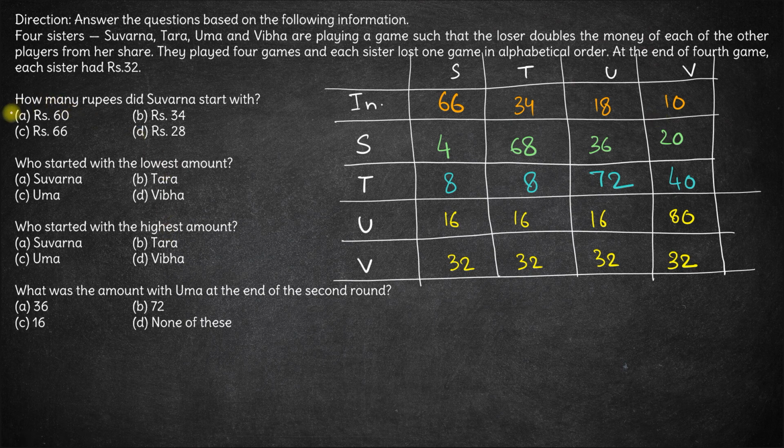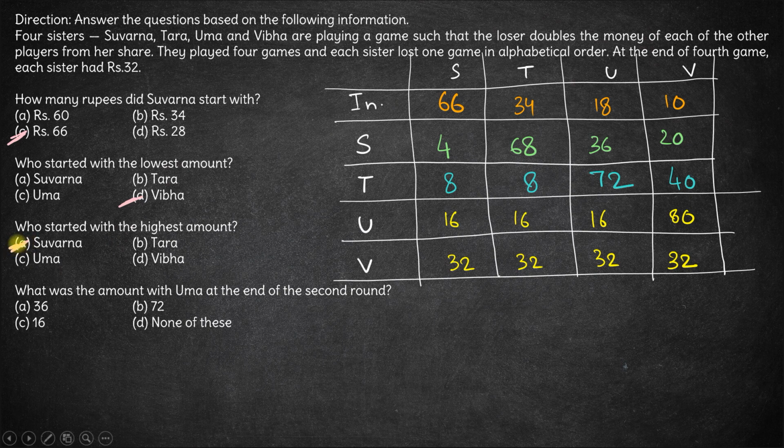Now let us look at the questions. In the first question, how many rupees did Suvarna start with? Suvarna started with option C, 66 rupees. Okay. Next question. Who started with the lowest amount? The lowest amount is with V. Option D, Vibha is the right answer here. Next. Who started with the highest amount? Highest amount is with Suvarna. Hence option A is the right answer here.